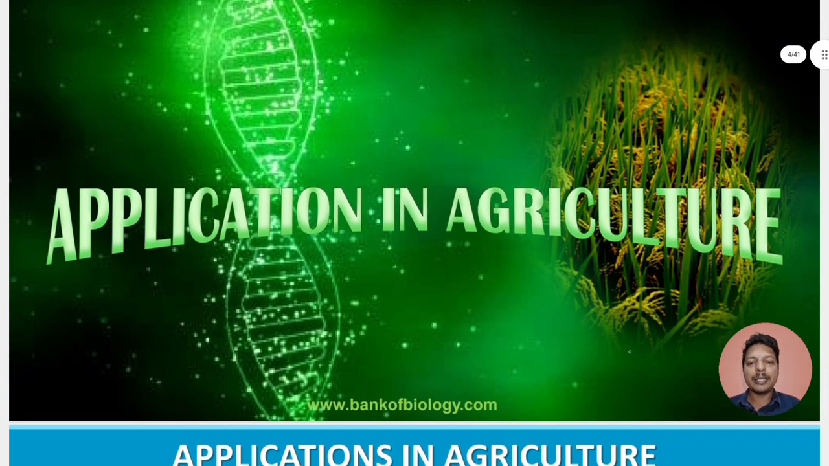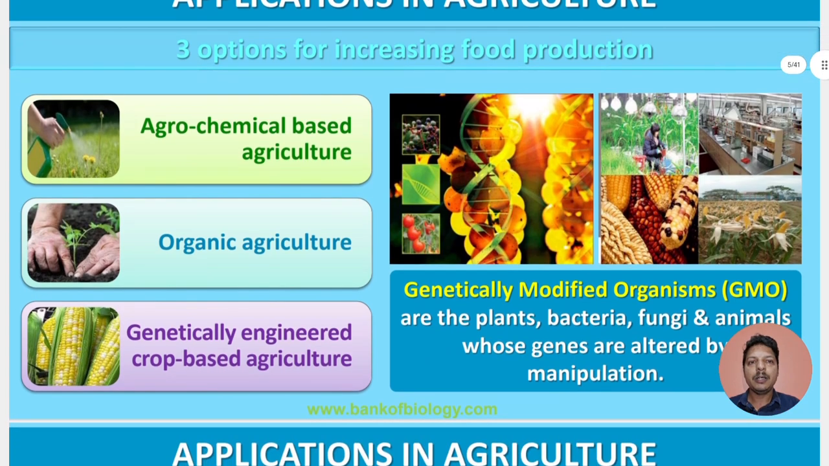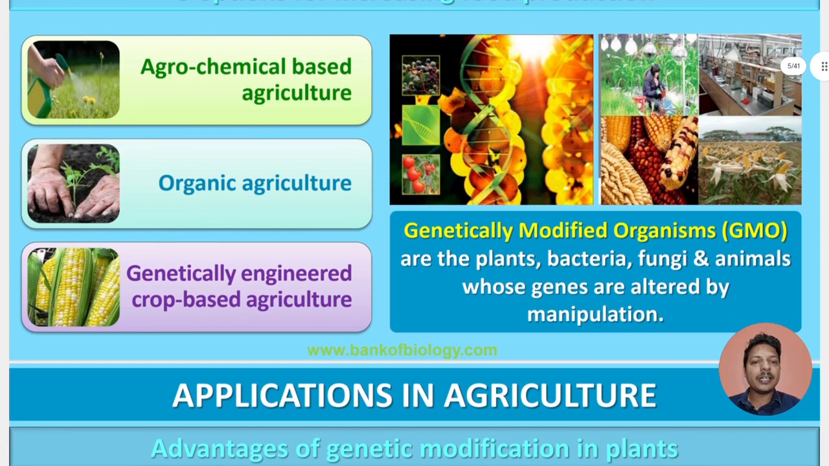First of all, application in agriculture. Let's see three options for increasing food production. One is agrochemical based agriculture, second is organic agriculture, and third is genetically engineered crop based agriculture. Here a term is given, GMO, that is genetically modified organisms. These are plants, bacteria, fungi and animals whose genes are altered by manipulation.